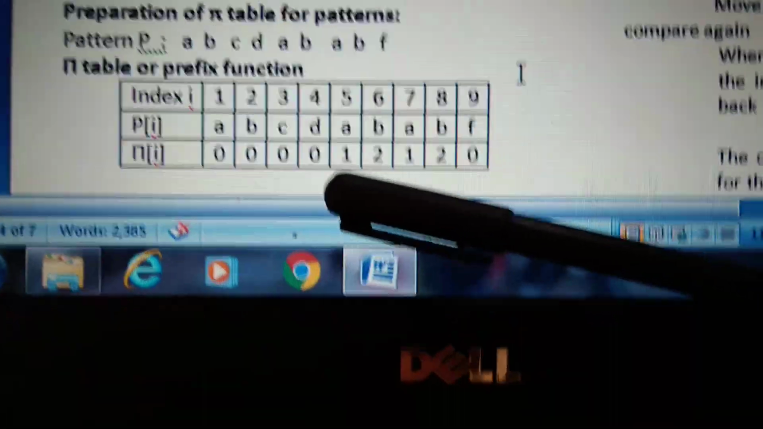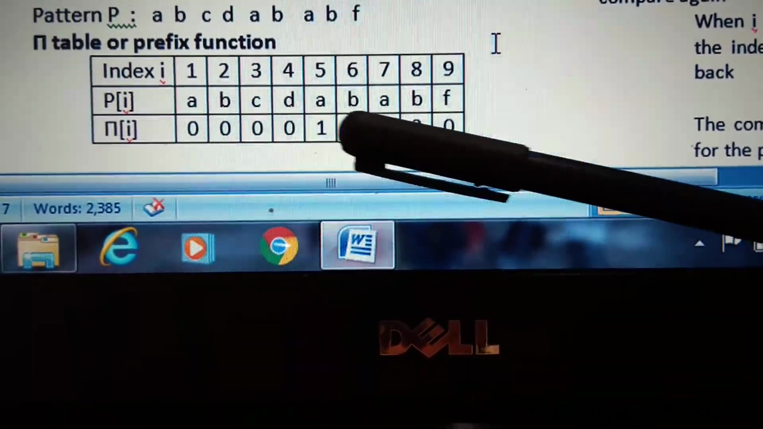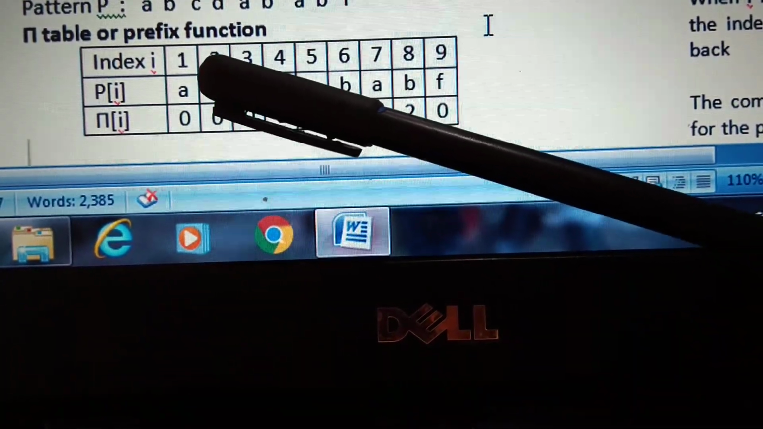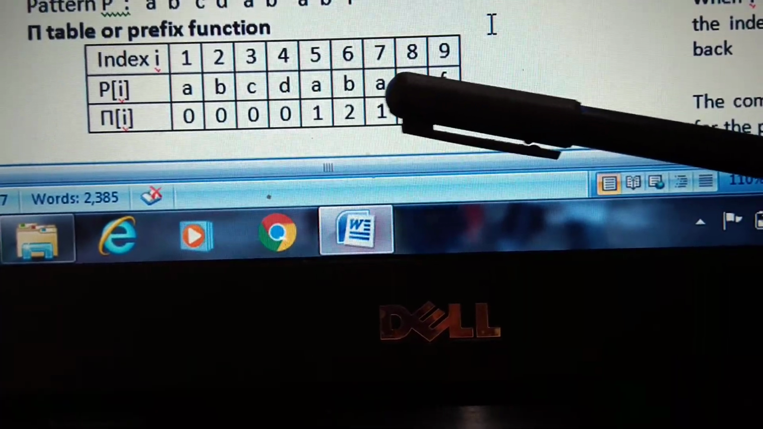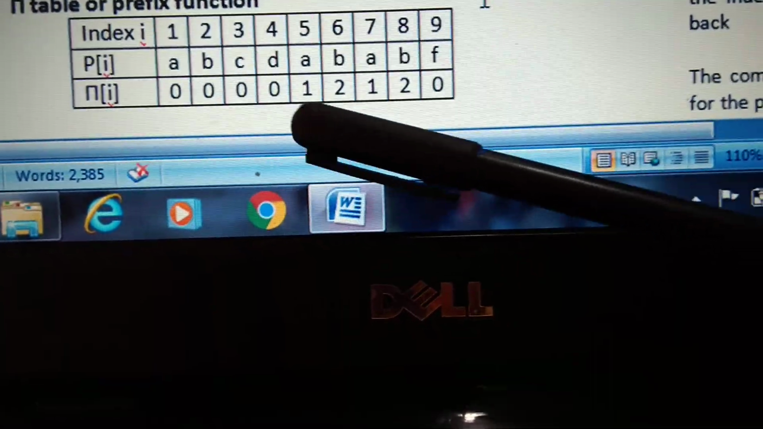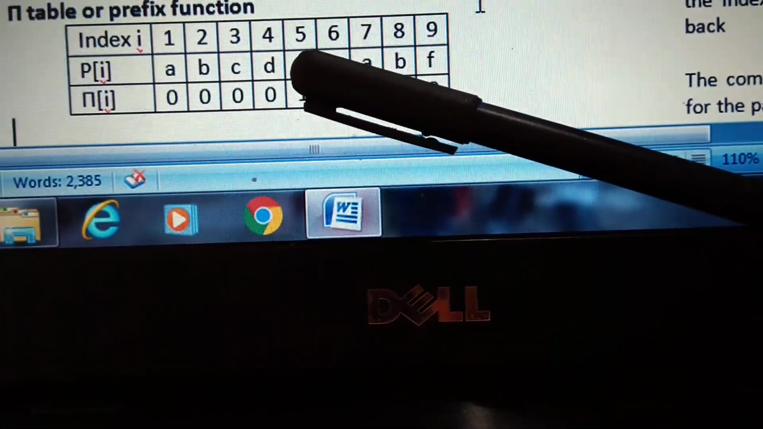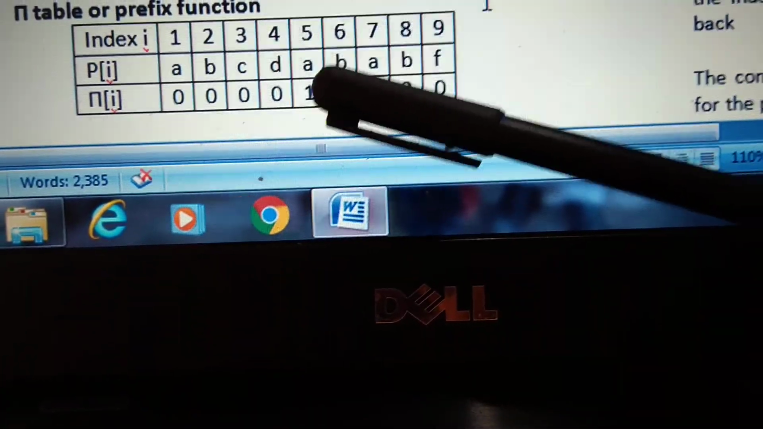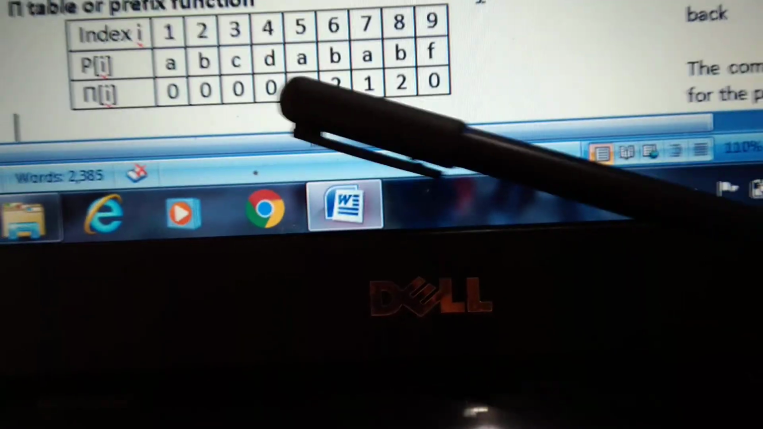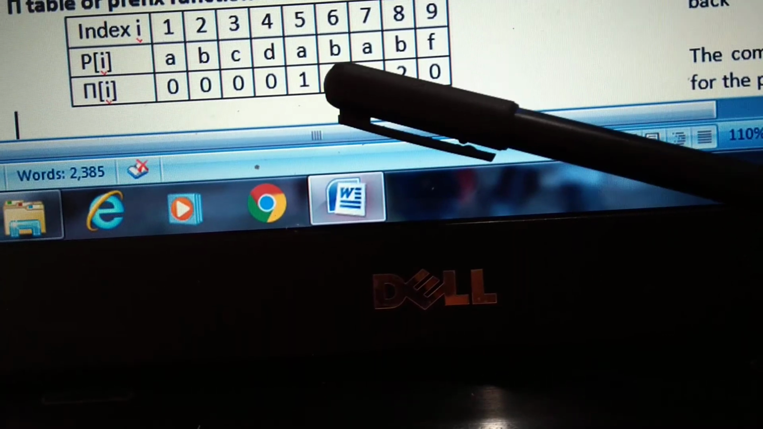Once again I will repeat. So to generate a pi table, first write the pattern information as it is, and above the row of the pattern you have to write the index values of your pattern characters. Then in the row below you have to write the pi values. When you write the pi values, see here, A 0, B 0, C 0, D 0. Next, A is again repeated. Whenever a character is repeated, you give the next number. So 0, then 1. B is also repeated. Now 1, then 2.